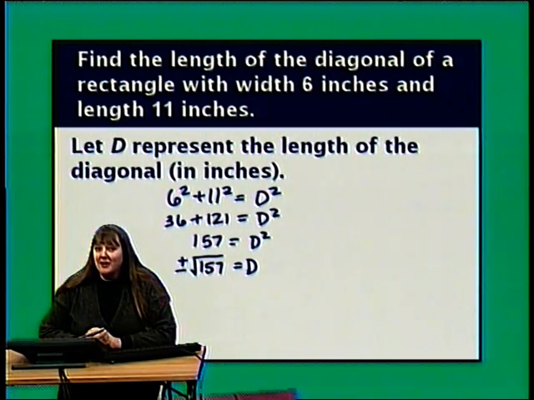You're going to see that there is not a perfect square that divides evenly into 157. In fact, I think 157 is a prime number. So let's go ahead and make sure that our answer actually checks so that we can write our conclusion.